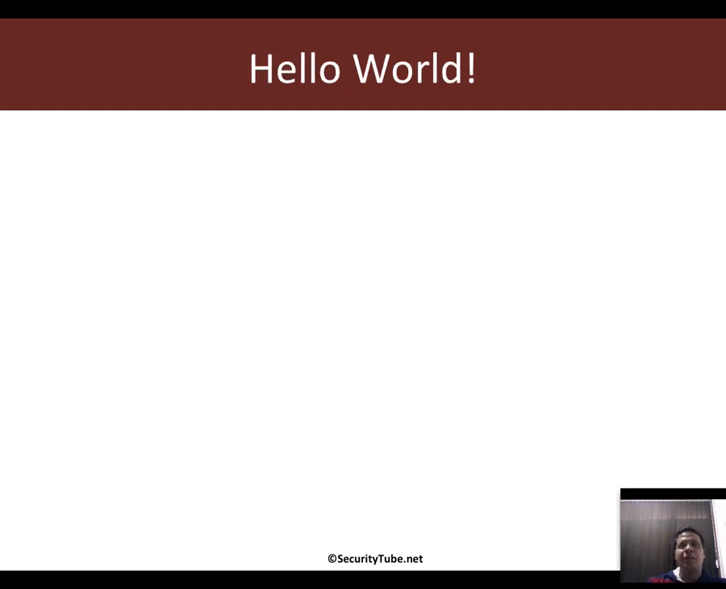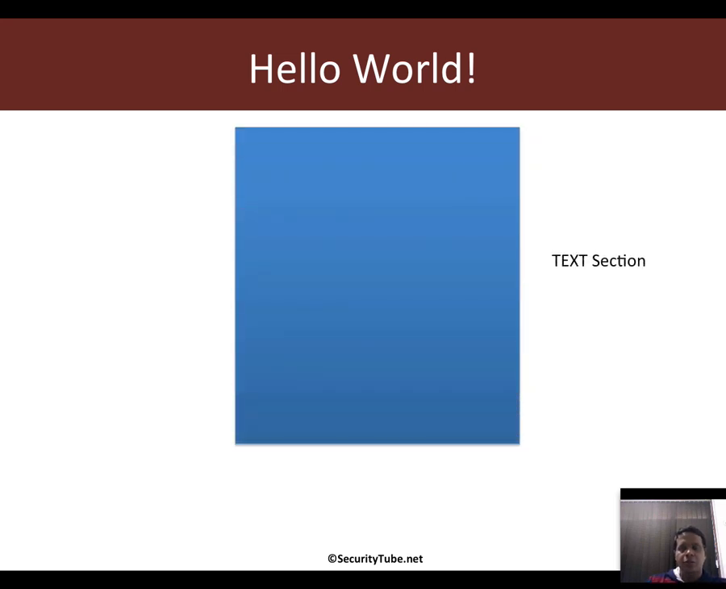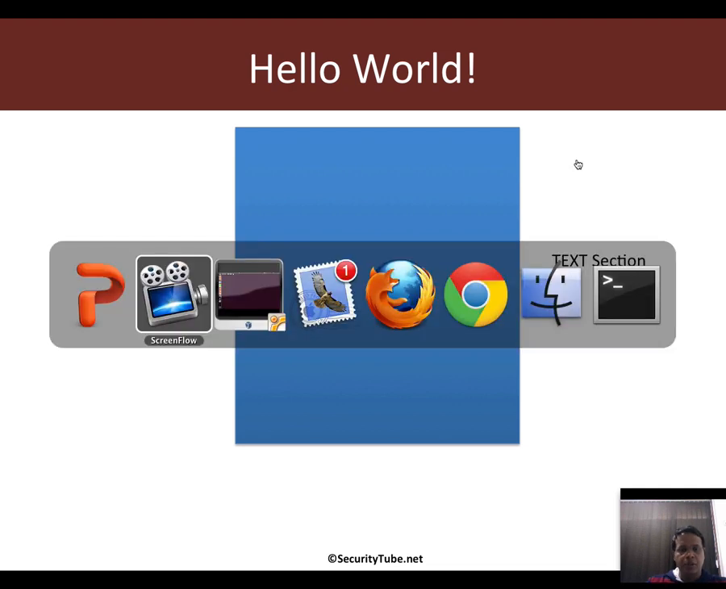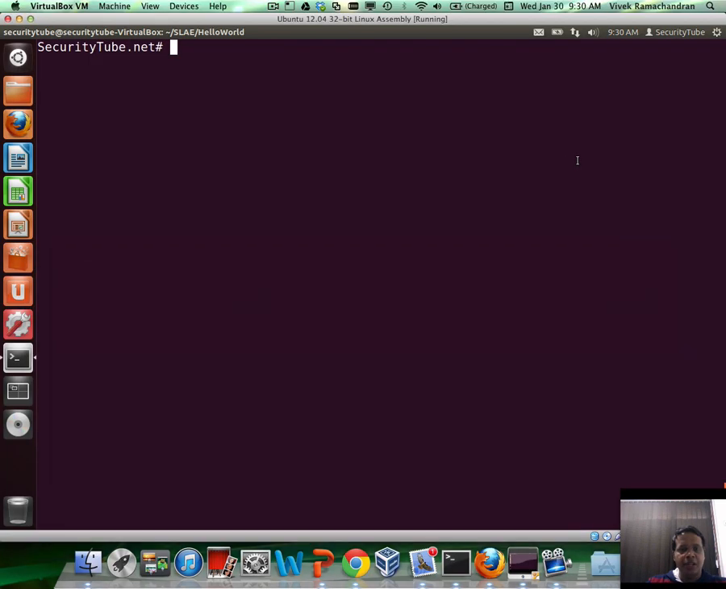Okay, so in order to create a Hello World program, what exactly do we need to do? As I mentioned previously in the last video, all the program code needs to be inside what is called a text section. So let's type all of this together. Let's create a file called hello world.asm.